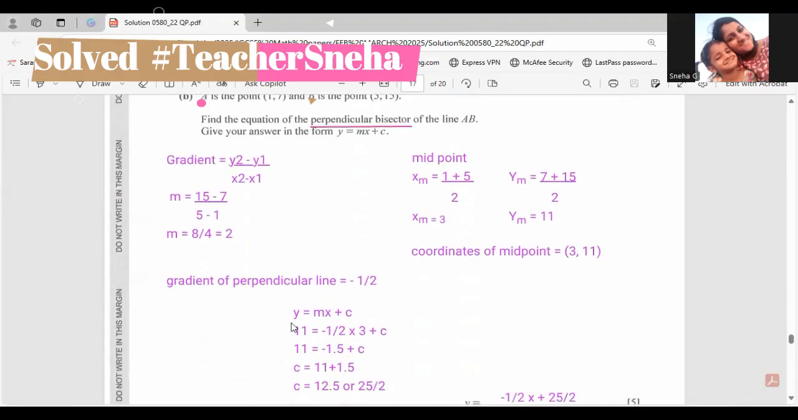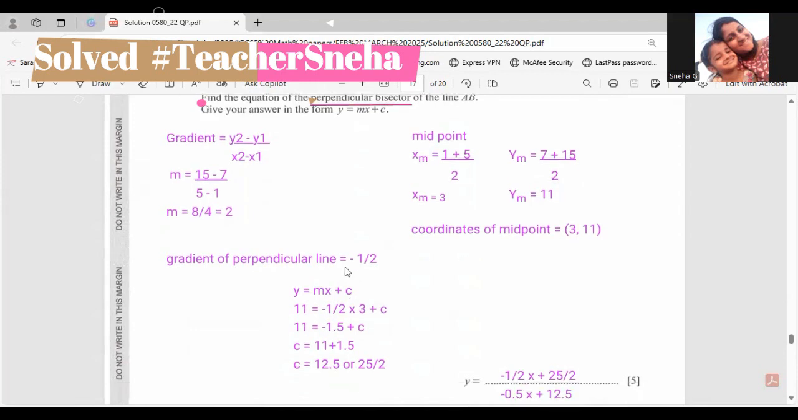So we write down the equation of the line y is equal to mx plus c. In this, we replace y with 11 of the midpoint value and x with 3 so that we work out the y-intercept of this line. On simplifying, we get 11 equals minus 1.5 plus c. When minus 1.5 moves to the other side, it will become 12.5. So the answer for c, the y-intercept of this line, is 12.5. You can also write it as a fraction, 25 upon 2.